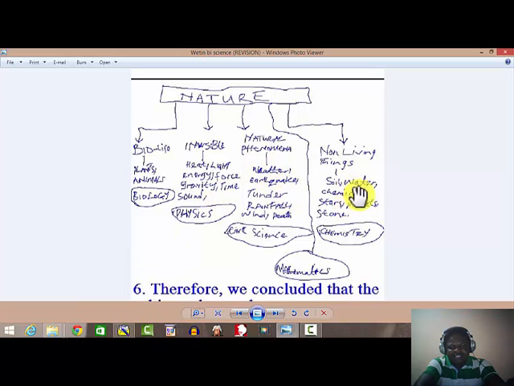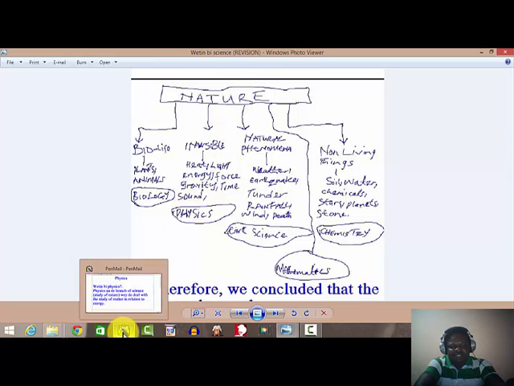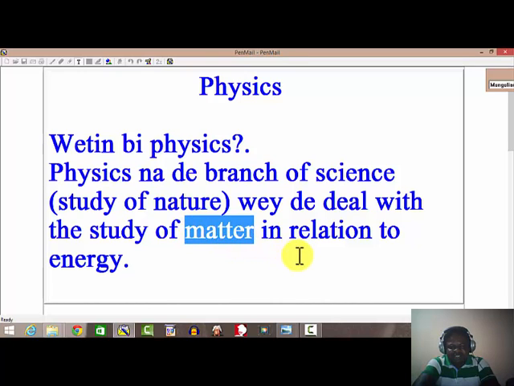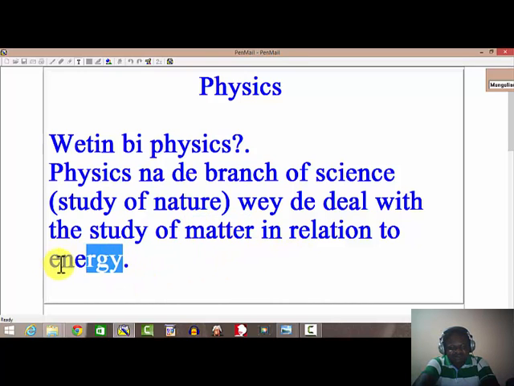When those things you can see, like stone or rock or wind, interact with the thing you cannot see, physics occurs. Physics is a branch of science that deals with the study of matter, the thing you can see, in relation to energy, the thing you cannot see. When the thing you can see interacts with the thing you cannot see, physics happens.